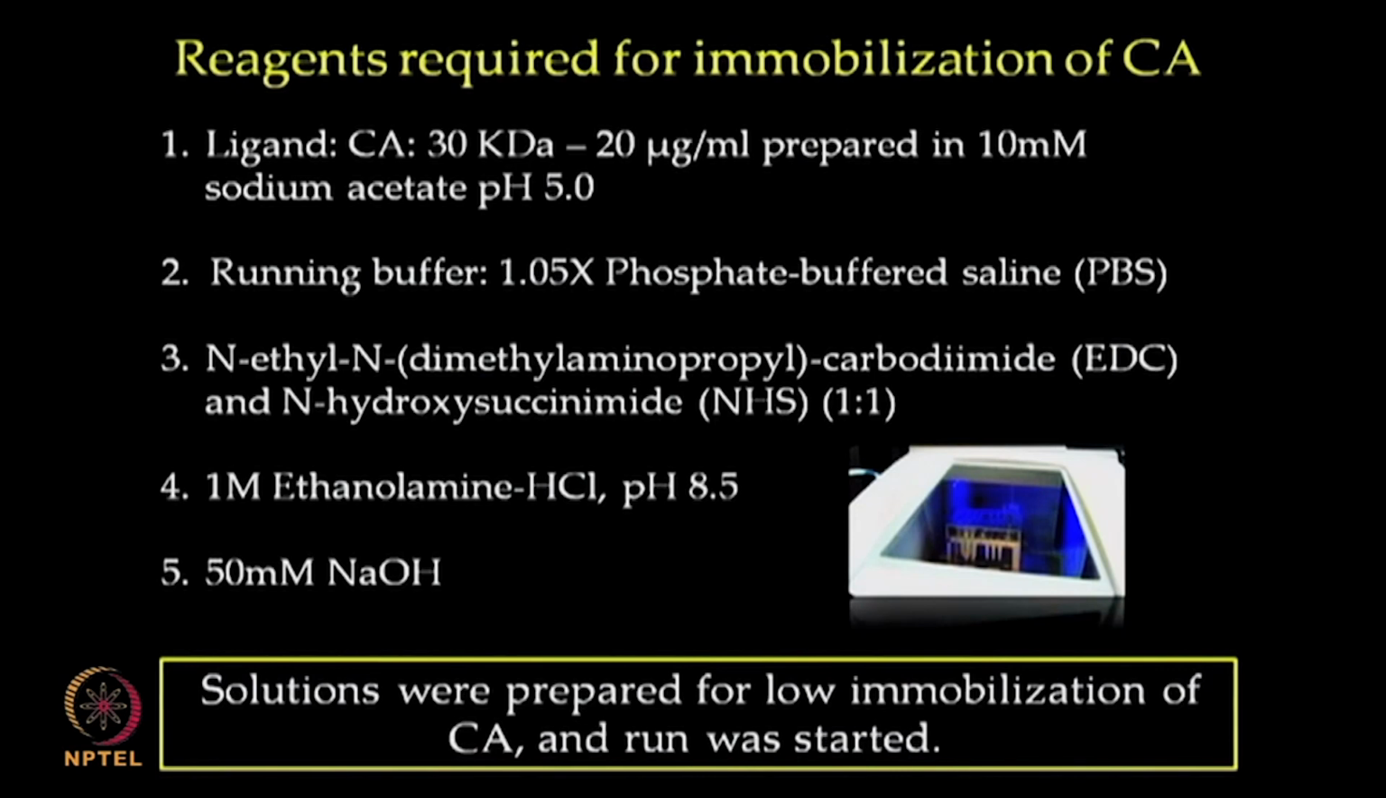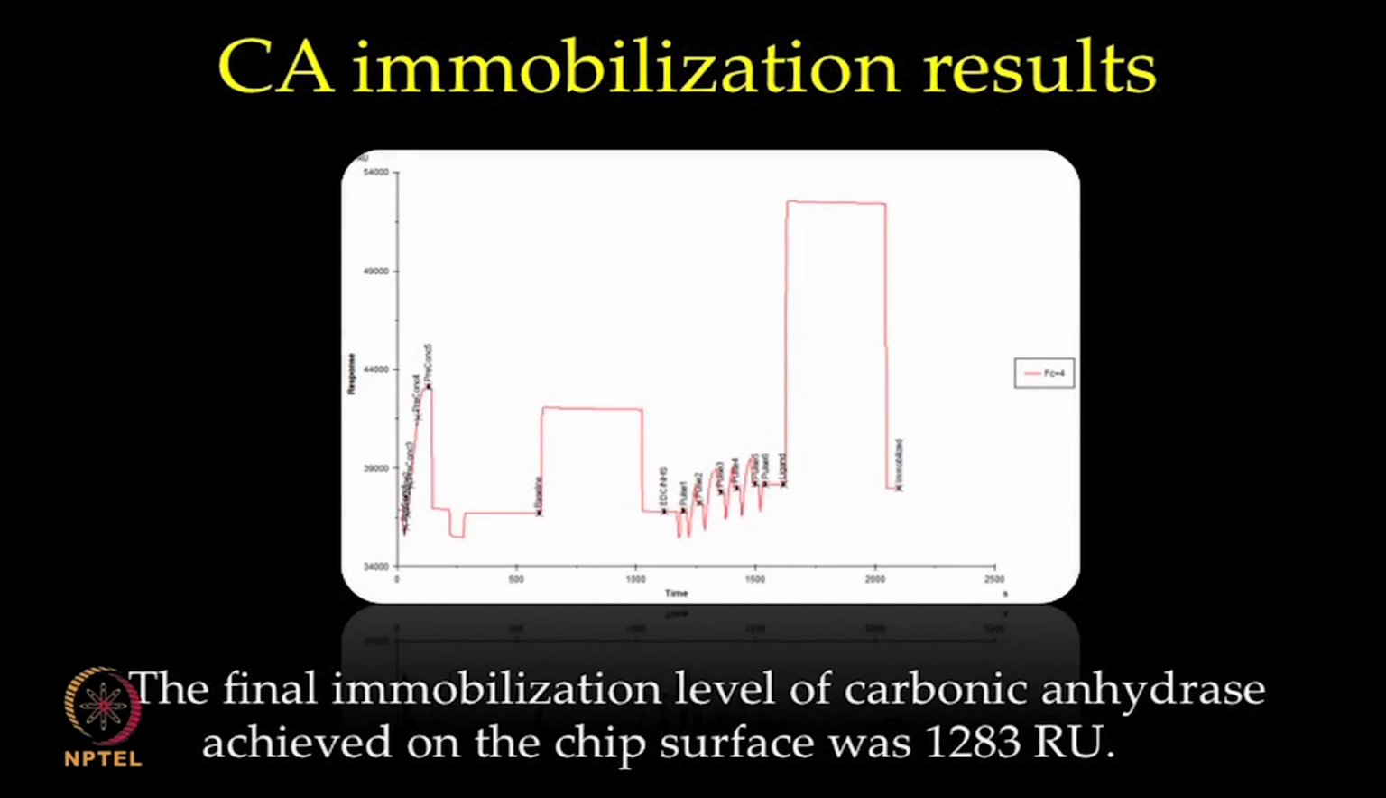After preparation of these samples and reagents, we transfer the sample tubes to the appropriate rack and start the run as shown for beta 2 microglobulin immobilization in earlier lectures. We will hence look at the immobilization results obtained from this run. Since it is recommended to use lower immobilization levels for kinetics assay compared to screening assays, we targeted an immobilization level of 1500 RU for carbonic anhydrase. As shown in the figure, the immobilization procedure resulted in a final immobilization level of 1283 RUs.